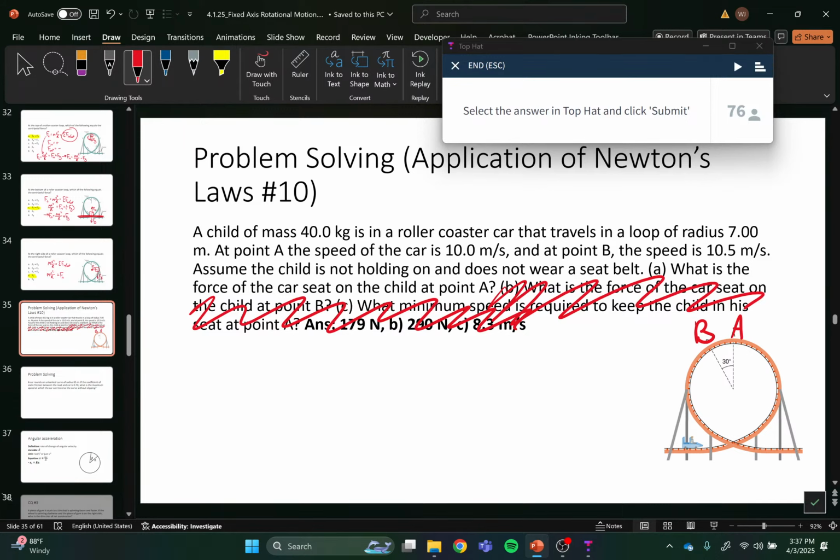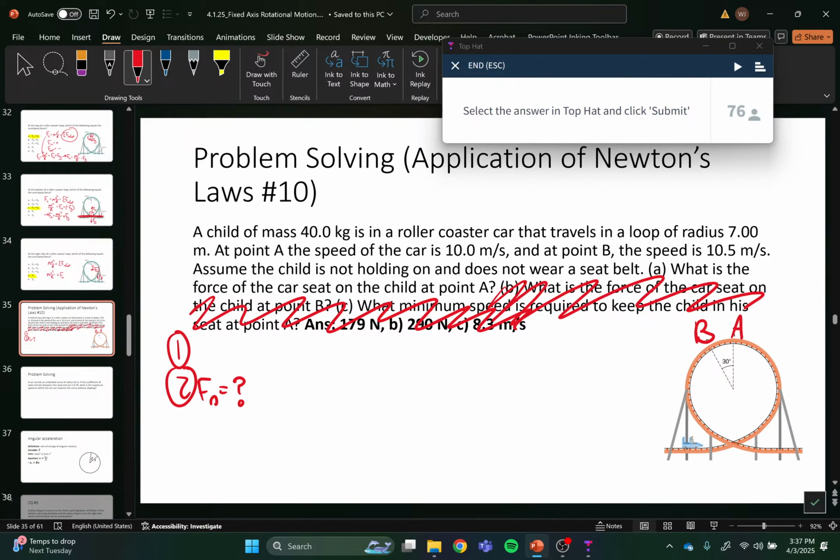All right. Every single one of you is sitting, as far as I can tell. What do we call the force of the seat on you? There you go. That's what we're solving for. If you don't know what you're solving for, you're not going to get the answer. If you try to solve for centripetal force, that's not what it's asking for. It's asking what's the force of the seat on the child. That is the normal force. It's very important that you're able to identify what you're solving for. Otherwise, you're not going to get the answer.